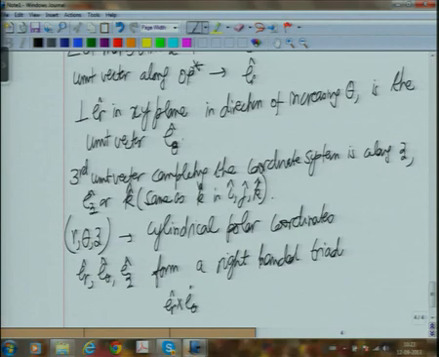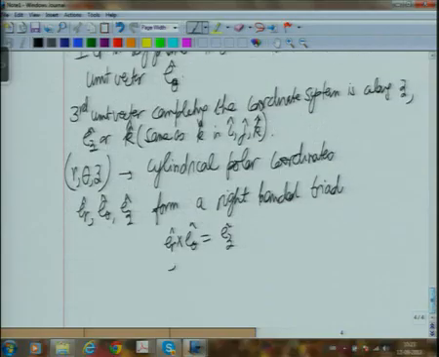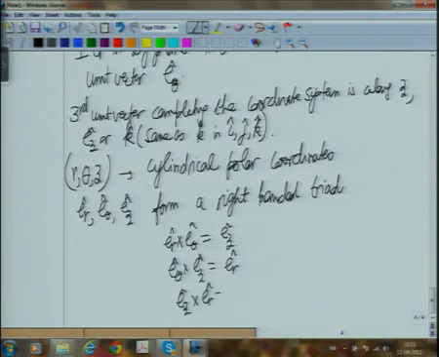ER cross E theta will give me Ez, E theta cross Ez is equal to ER, and Ez cross ER is equal to E theta. Obviously the dot product relations are there, that ER dotted with E theta is 0, ER dotted with Ez is 0, all that follows. So this is a right handed triad.